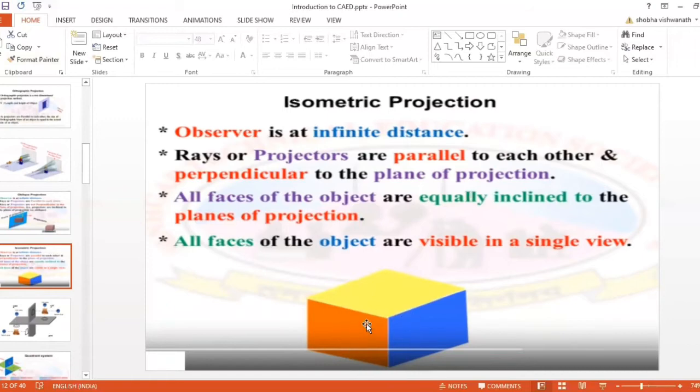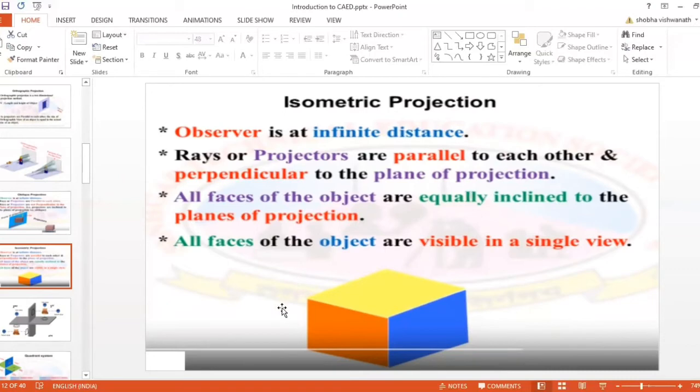You can call this drawing a pictorial drawing, or you can say it will be a three-dimensional drawing. That means in a single view you can observe two or more faces. That is what you can call isometric projection. Now these are the four different types of projection system: isometric, perspective, oblique, and orthographic.